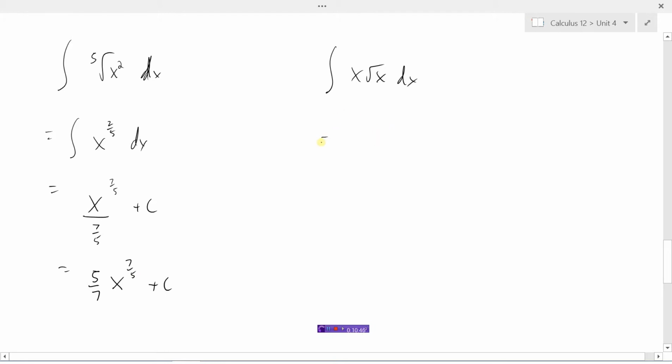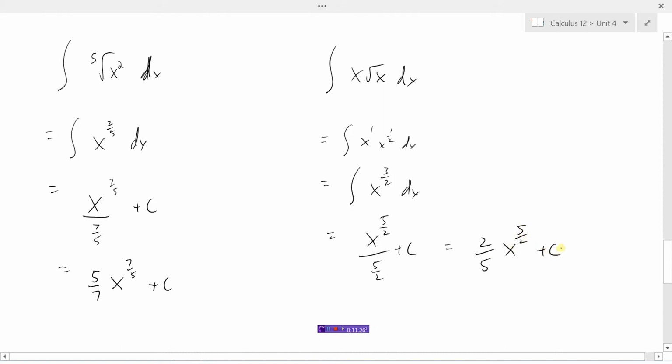And then this one is similar. This would be x to the power of 1 times x to the power of half, which is x to the power of 3 over 2. 2 over 2 plus 1 over 2 is 3 over 2. And so now I can actually take the integral because I have a single base with an exponent. So we'll add 1 to the exponent. Becomes 5 over 2. Divide by the exponent, 5 over 2. And then multiply by the reciprocal. So 2/5 x to the power of 5 over 2 plus c.